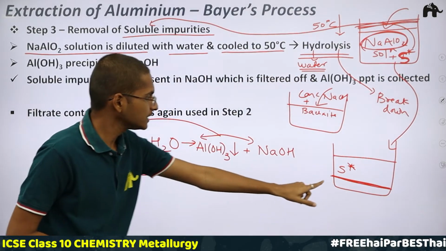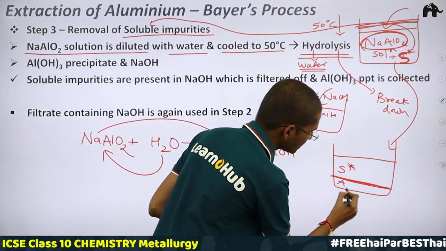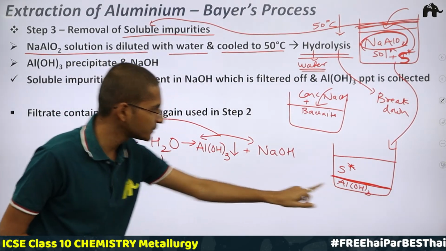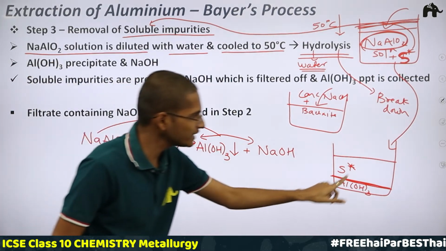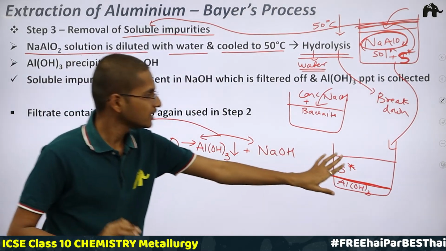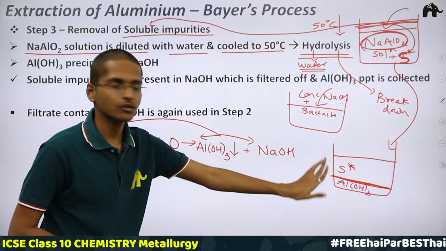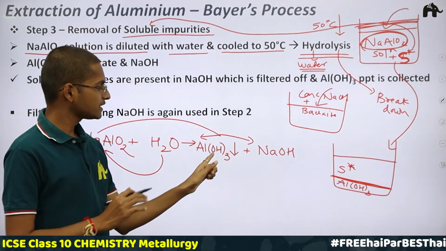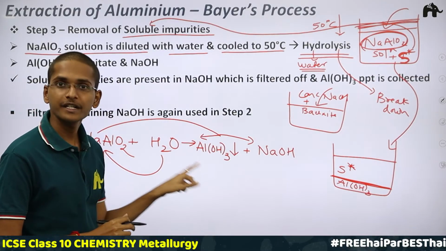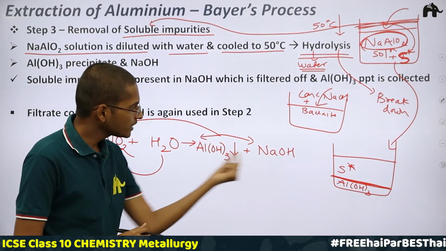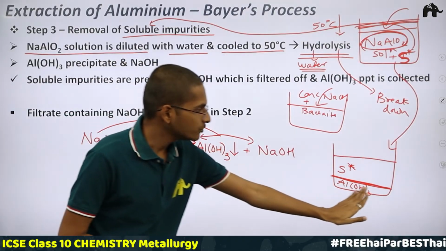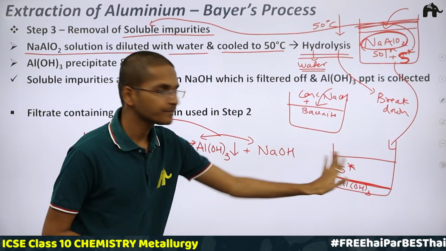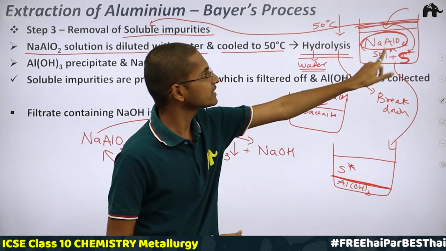Why? Because here this is the aluminium hydroxide precipitate. Now our aluminium is in this precipitate. So now we are least bothered about whatever is there in this solution or in this soluble part. We are pretty confirmed that because of this reaction, our aluminium would end up in this precipitate. All the aluminium is trapped here, out of these two products. So we know our aluminium is safe here. Whatever is present in this NaOH solution, that is the soluble impurities which were present here also.